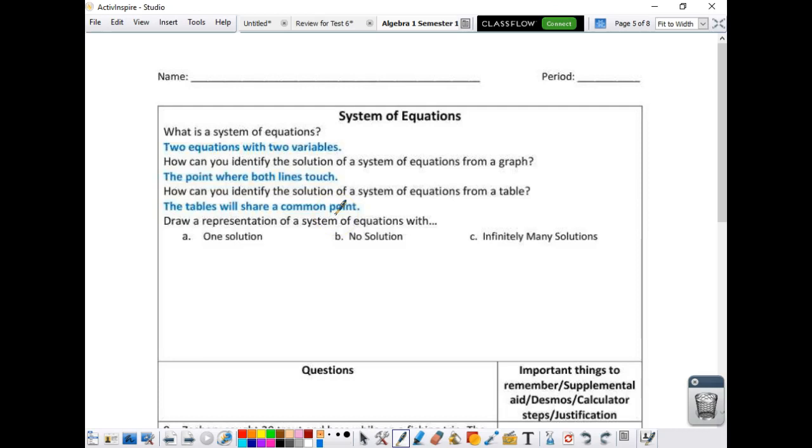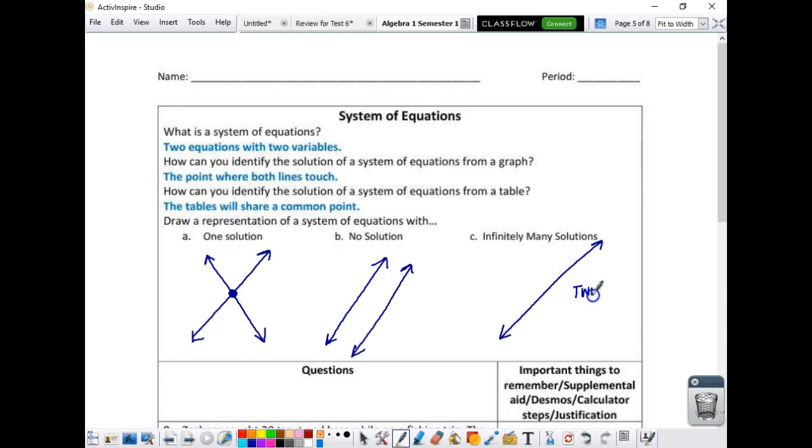Okay, here you're going to draw the representation of a system of equations with 1 solution, no solution, and infinitely many. If it has 1 solution, you'll have 2 lines, and your solution is the point where the 2 lines touch. If it has no solution, your lines will be parallel. They'll have the same slope, different y-intercept, and they will never touch. And if you have infinitely many solutions, you will only see 1 line, but it's actually 2 lines, one on top of the other.